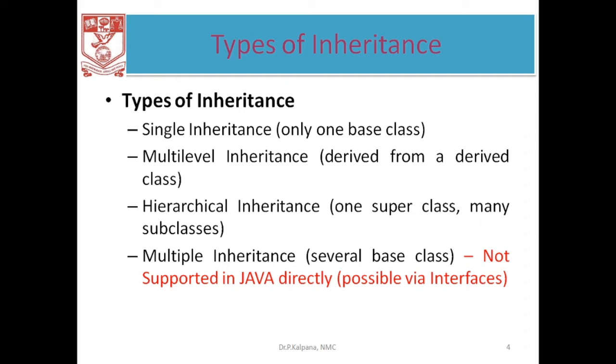And this inheritance is not supported in Java directly, whereas this type of inheritance is possible in the case of the C++ language. Though it is not supported directly, we can achieve multiple inheritance with a concept called interfaces. That's all about the types of inheritances. Next, I am going to show you the diagrammatic illustrations for inheritance.